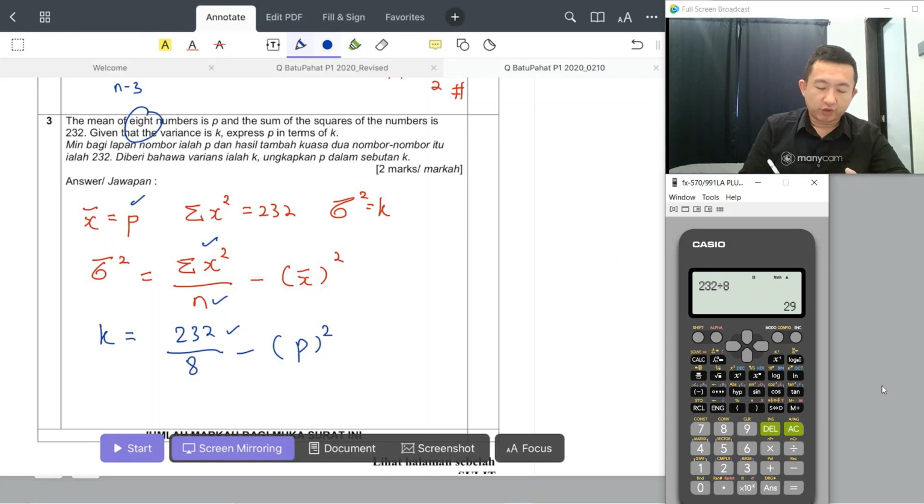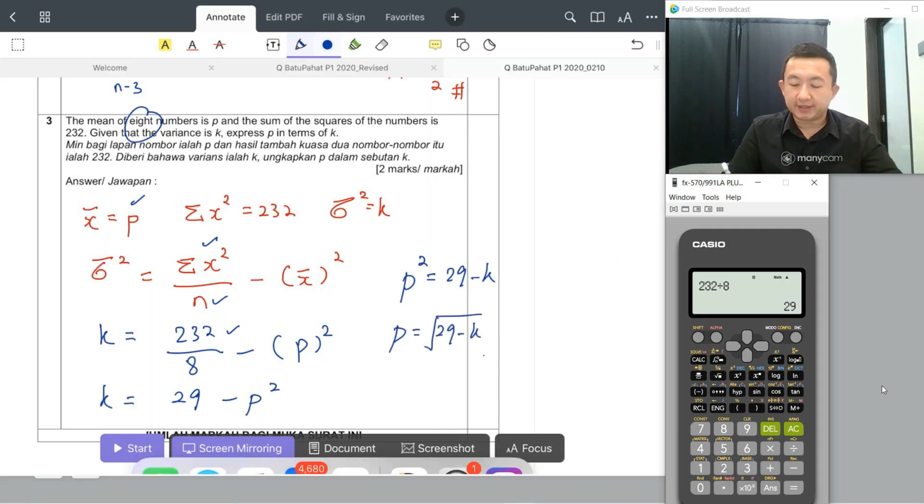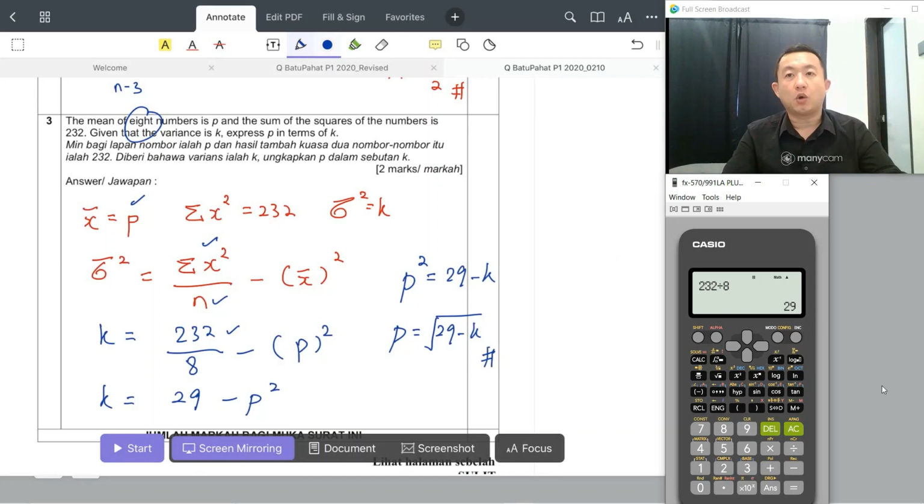29. So you have k equals 29 minus p squared. And then you need to express p in terms of k. So rearrange it: p squared equals 29 minus k. We don't stop here because what we need is p. So p equals the square root of 29 minus k. And that is your answer.